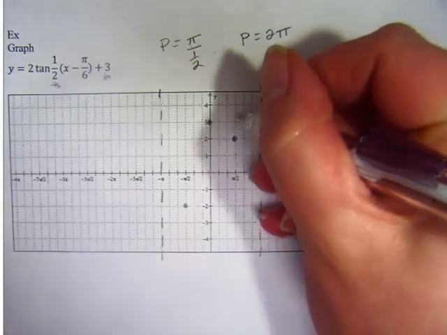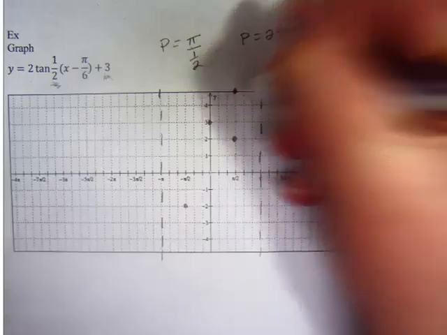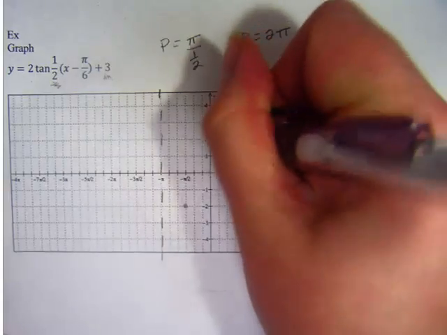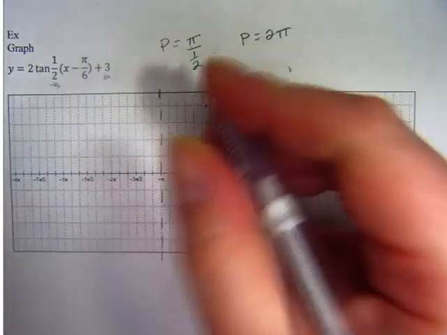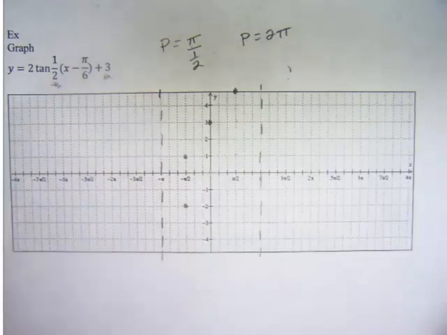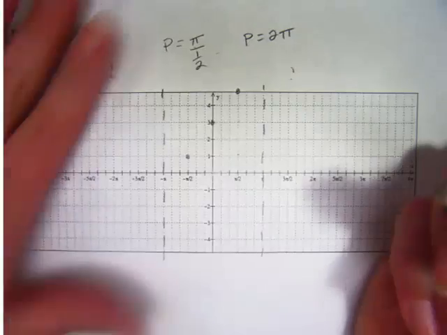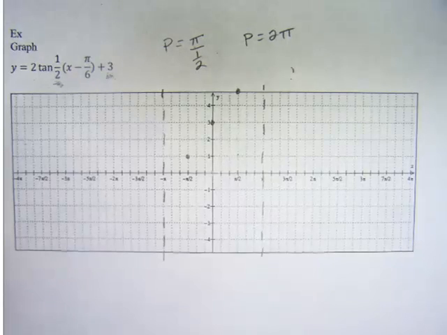My pi over 2 adds 3. So it comes up here. And then this was at negative 2. It adds 3. So now it's up here at 1. So now I have my 3 inside points. My asymptotes don't shift, which is kind of nice.